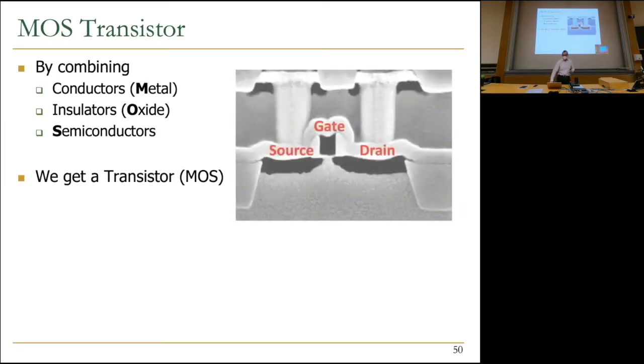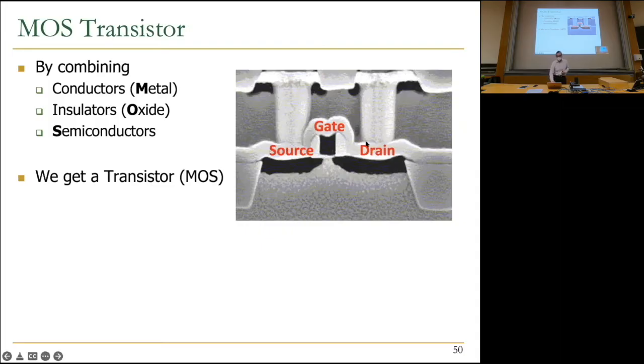So we get a transistor that looks like this, basically. Usually, this is the transistor structure. This is real. This is a picture. It's an old one. And usually, you have a source and drain and a gate. And you apply voltage to the gate. And the voltage level that you apply to the gate enables the transistor or disables the transistor.